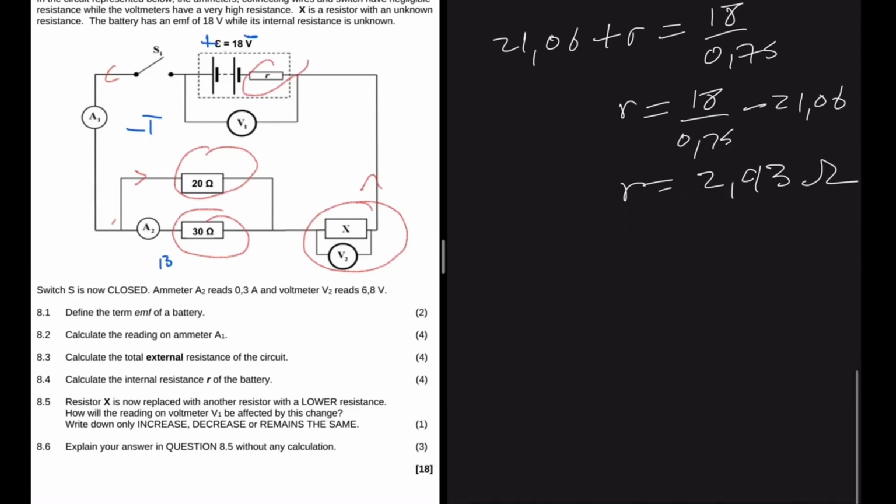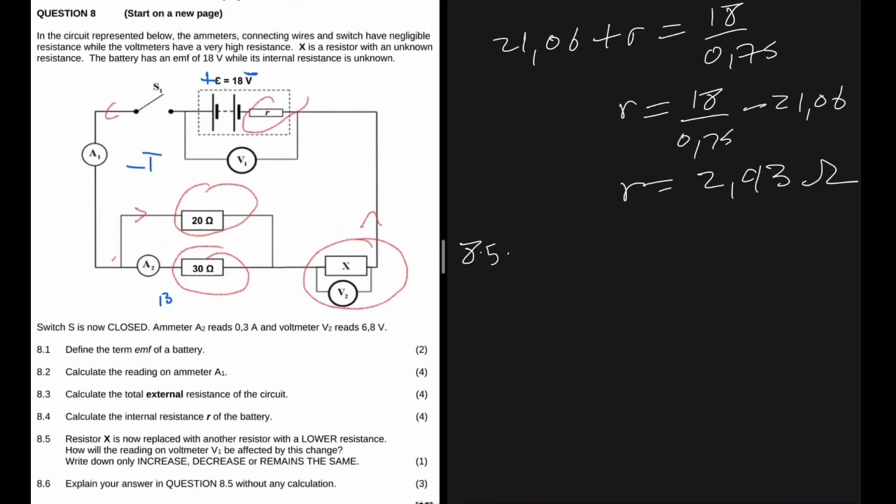And then we can move ahead to 8.5. 8.5 is saying resistor X is now replaced with another resistor with a lower resistance. How will the reading on voltmeter V1 be affected by this change, right? So let's go look at V1. V1 is connected across the battery, right?